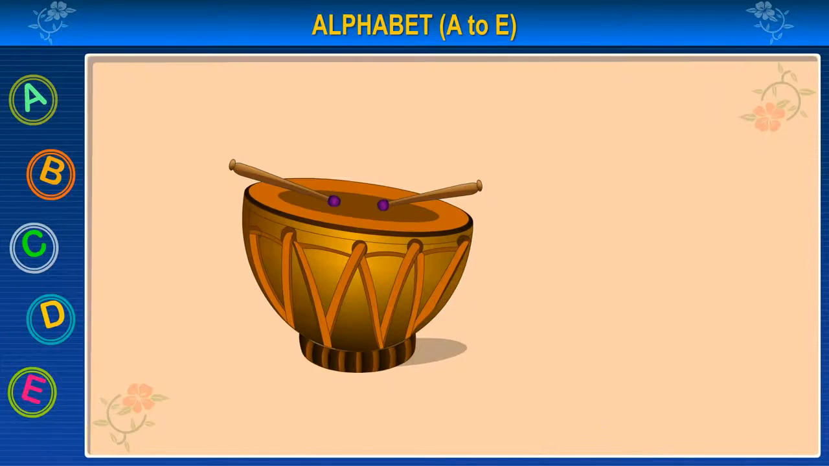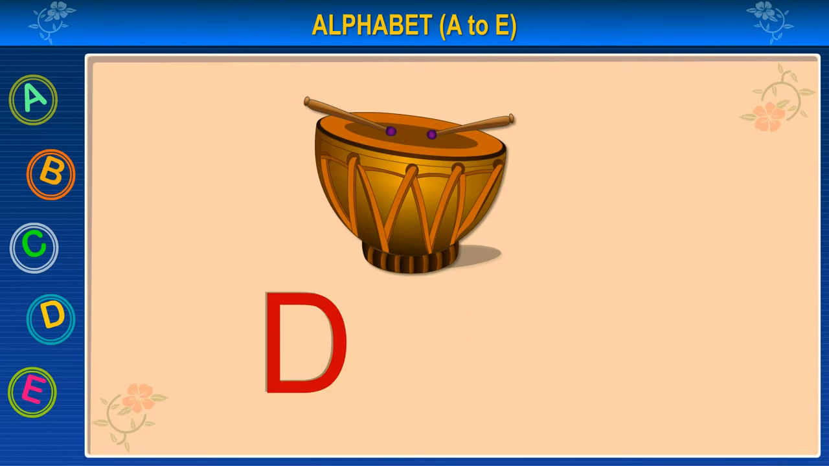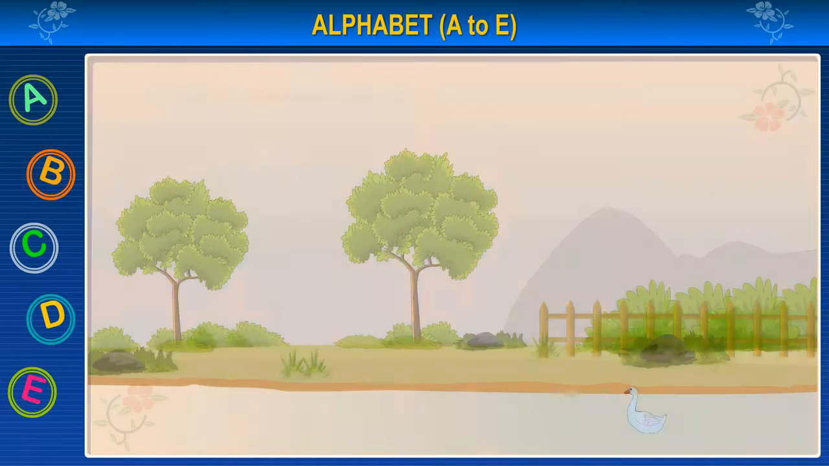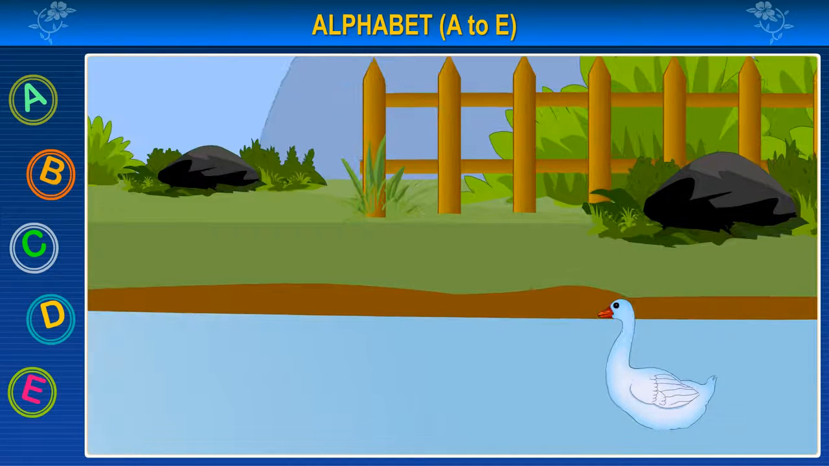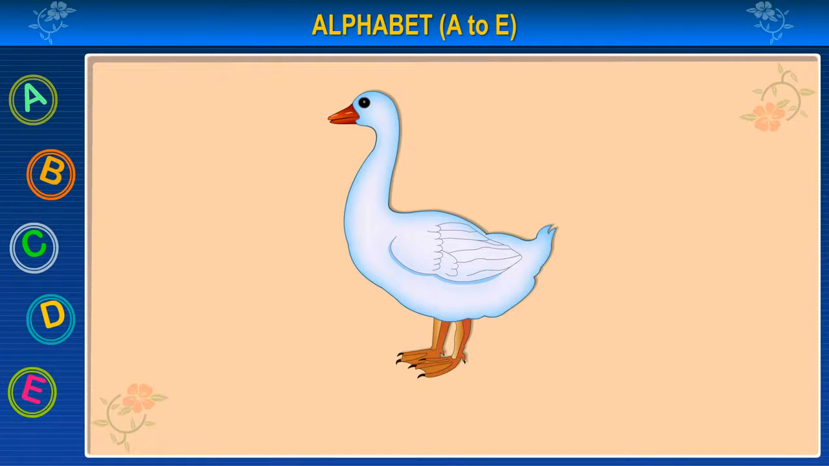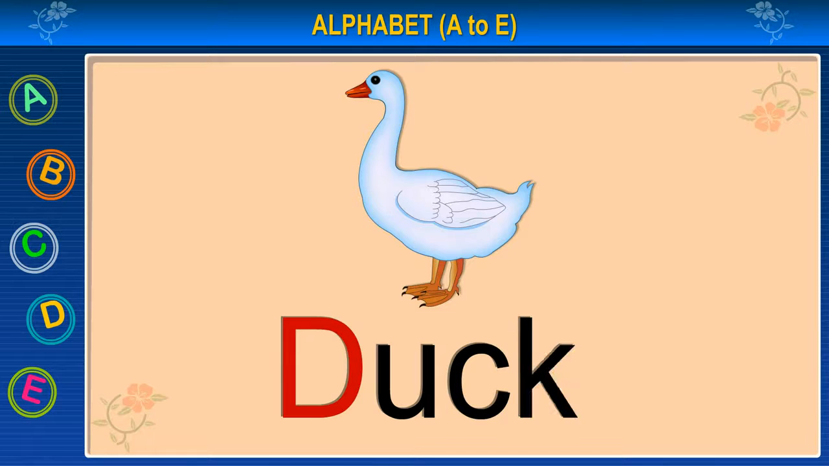D for drum. D, R, U, M, drum. D for duck. D, U, C, K, duck.